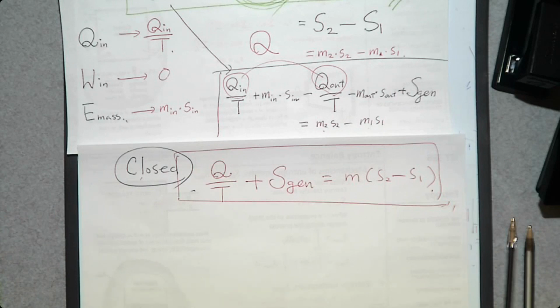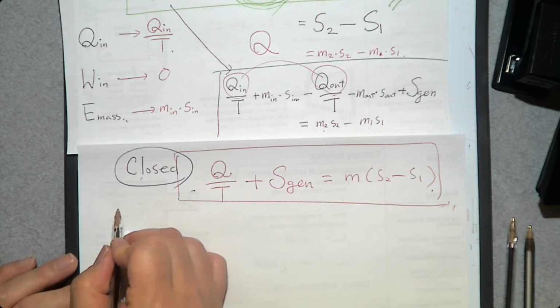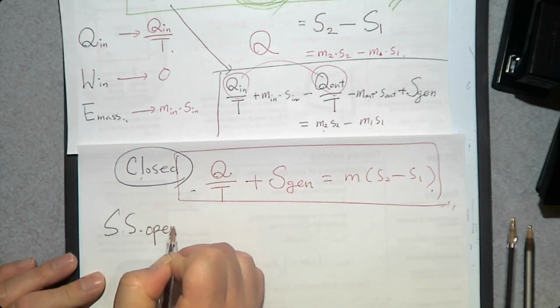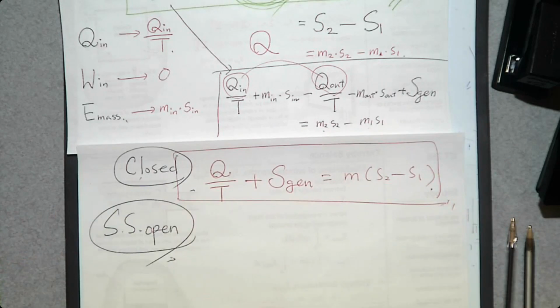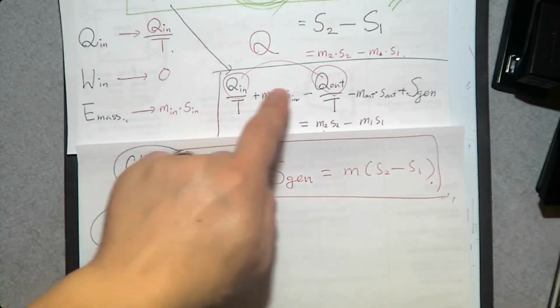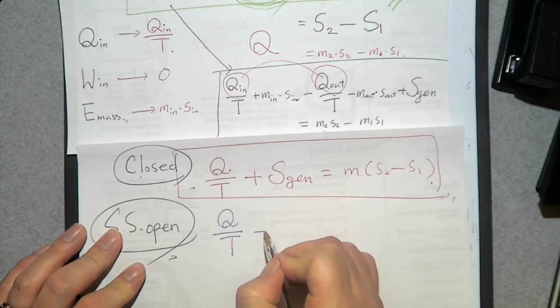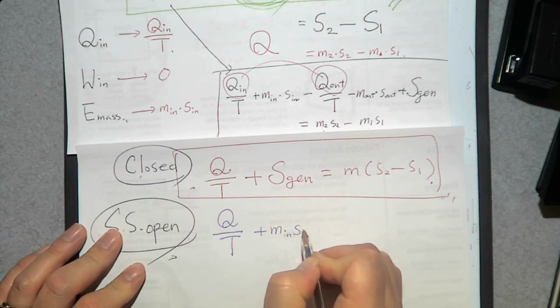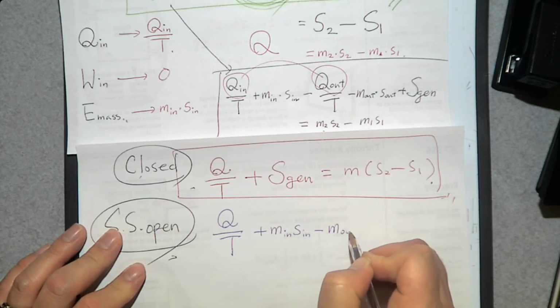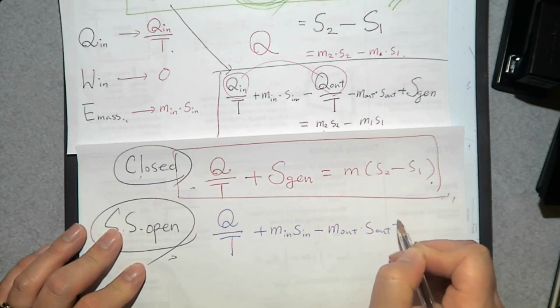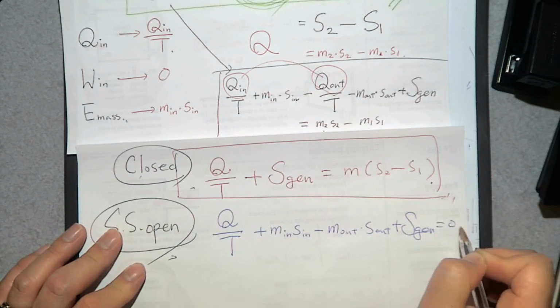What is the other system? The one in chapter 4, the steady state open system. When you have a steady state open system, is there an initial mass and a final mass? No, there's nothing changed in time. So you can neglect the right-hand side of this equation. So what do we get? You can combine these two and say net heat transfer over temperature plus M in S in minus M out S out plus entropy generation is 0.